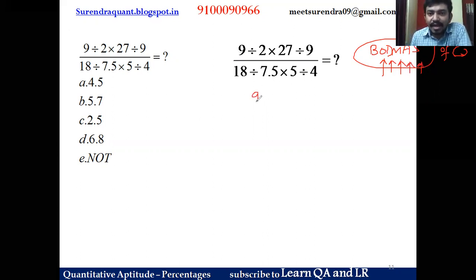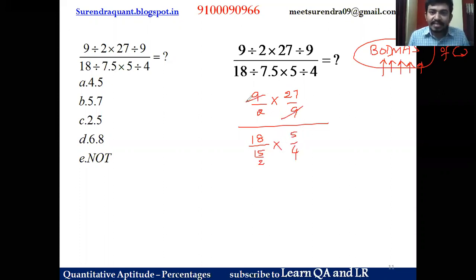So this is 9 by 2 into, this is 27 by 9. Somebody may try to take 2 into 27, but that is wrong. As per the BODMAS rule, first priority should go to division. 18 by 7.5 is nothing but 15 by 2 into 5 by 4. Now 9 gets cancelled. Numerator is 27 by 2 by 18. If we invert this, it becomes 2 by 15, right? 2 by 15 into 5 by 4.